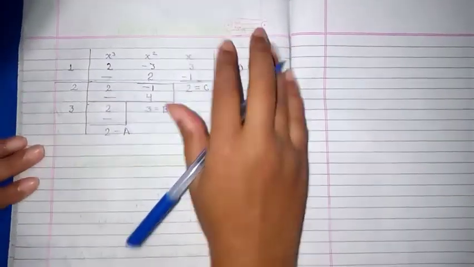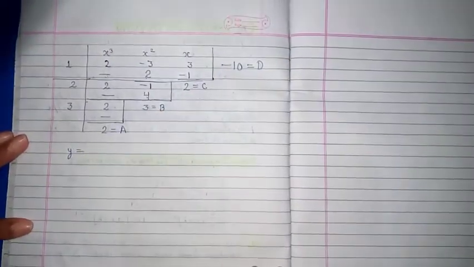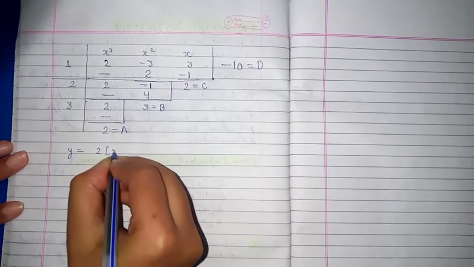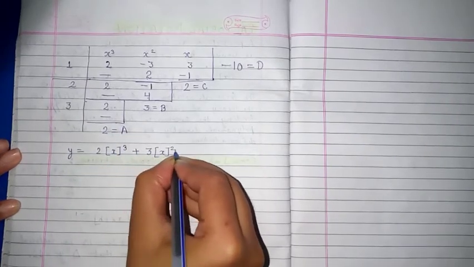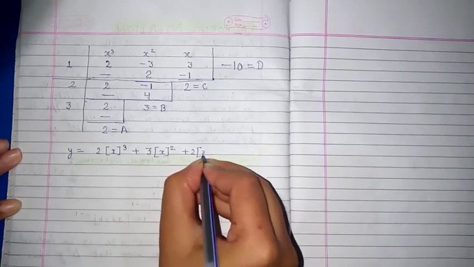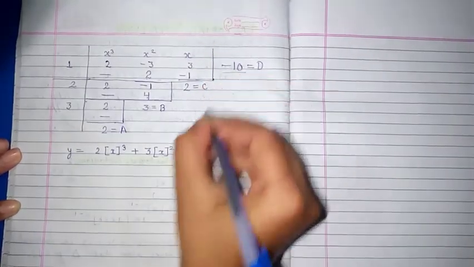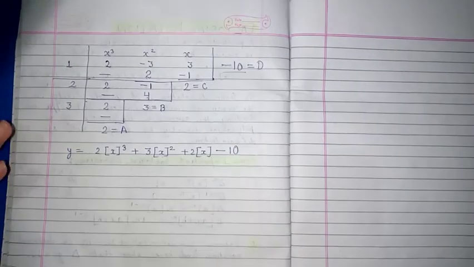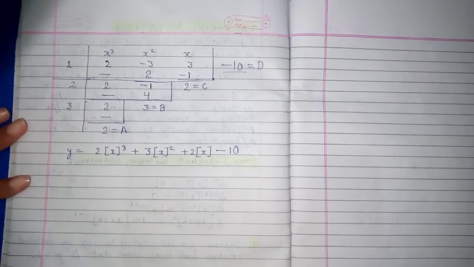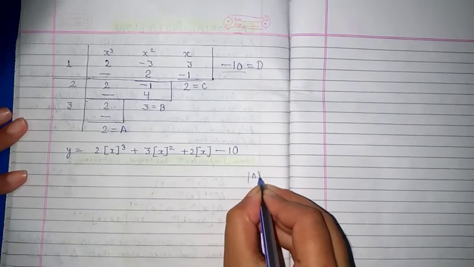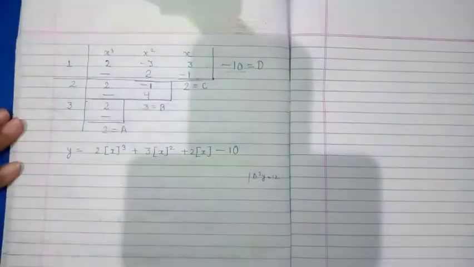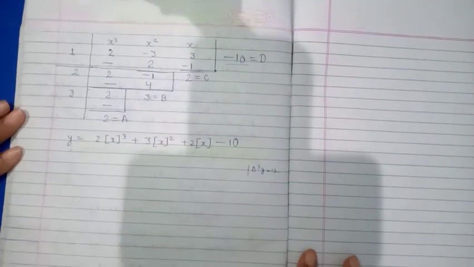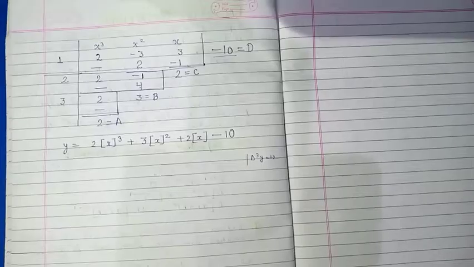So we will express it like this: y equal to, in place of a, 2 factorial this, then 3 factorial this, plus 2 factorial x, and in place of d I will write minus 10. Now we have to prove one more thing. What we have to prove? That del cube y is equal to 12. Now we will carry forward our calculation for this, and afterwards you will find the correct answer.